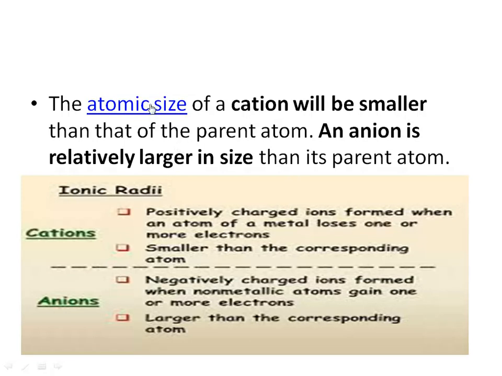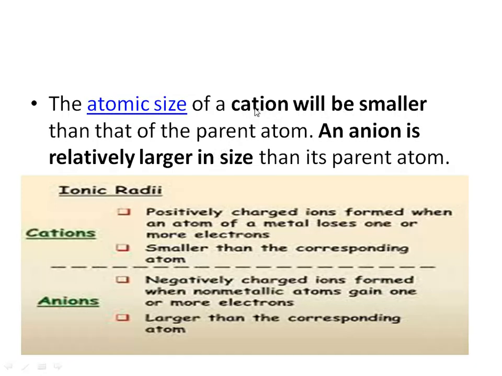Ion has two types, the cation and the anion. In a cation, the atomic size is smaller when compared to that of the parent atom. The parent atom is Na, and Na becomes Na plus, a cation. So if we compare Na plus with Na, the atomic size of Na plus is smaller when compared to that of sodium.